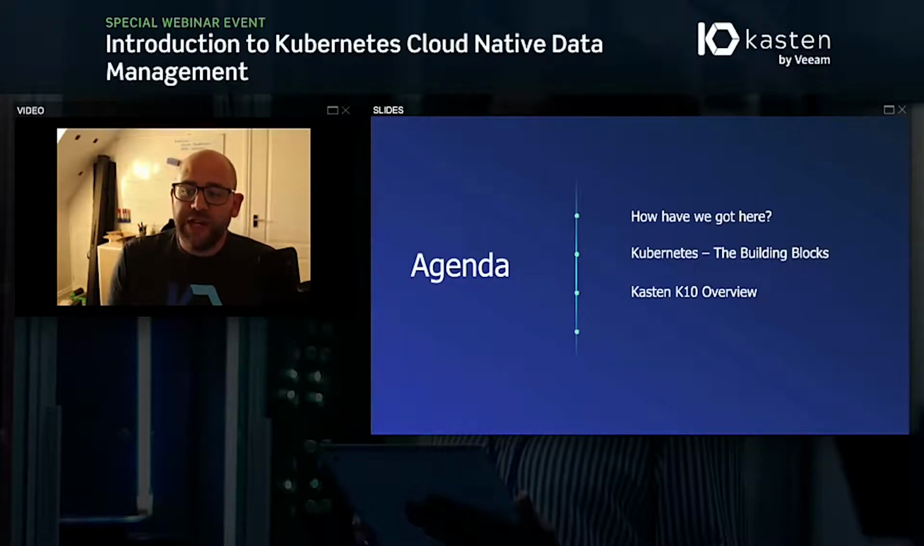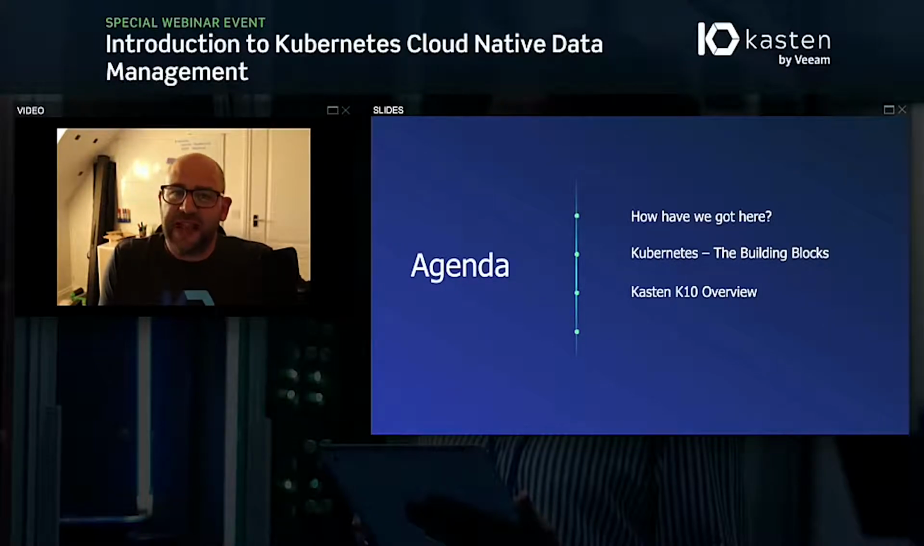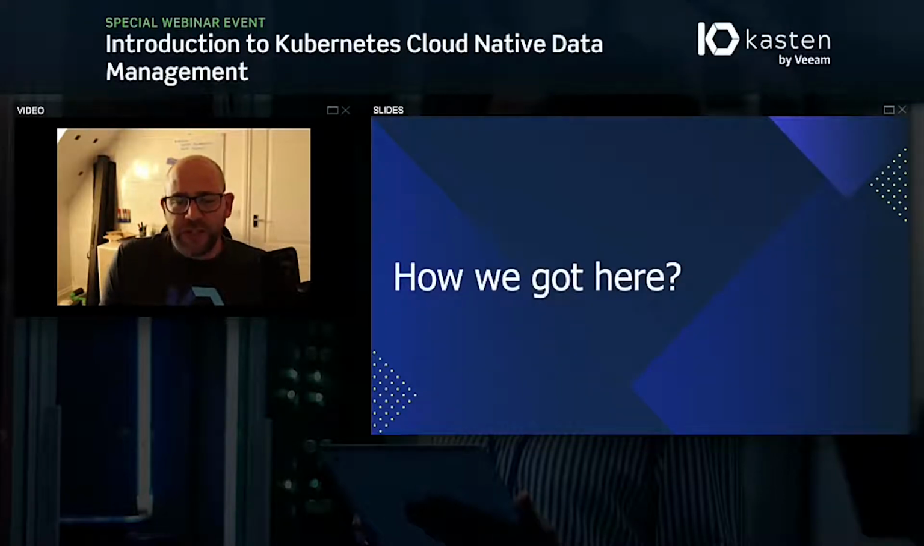So from an agenda point of view, I want to touch on how we got here in terms of physical, virtual, cloud, and now containers and container orchestration. I want to touch on the very high level of the Kubernetes building blocks, as well as a bit of a Kasten K10 overview and how it's a little bit different to what we may be familiar with from a virtualization point of view, or physical, or even cloud. So let's jump straight into where we are, from how we got here.